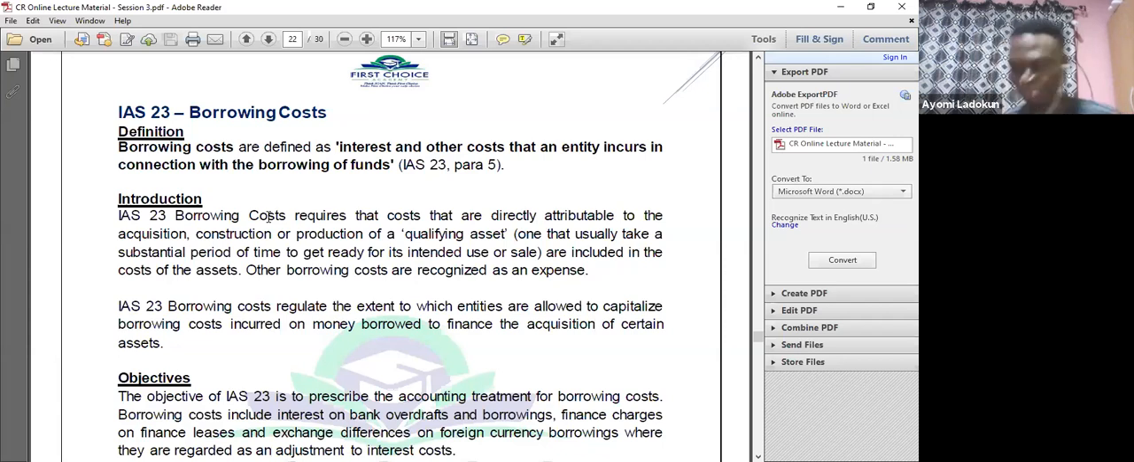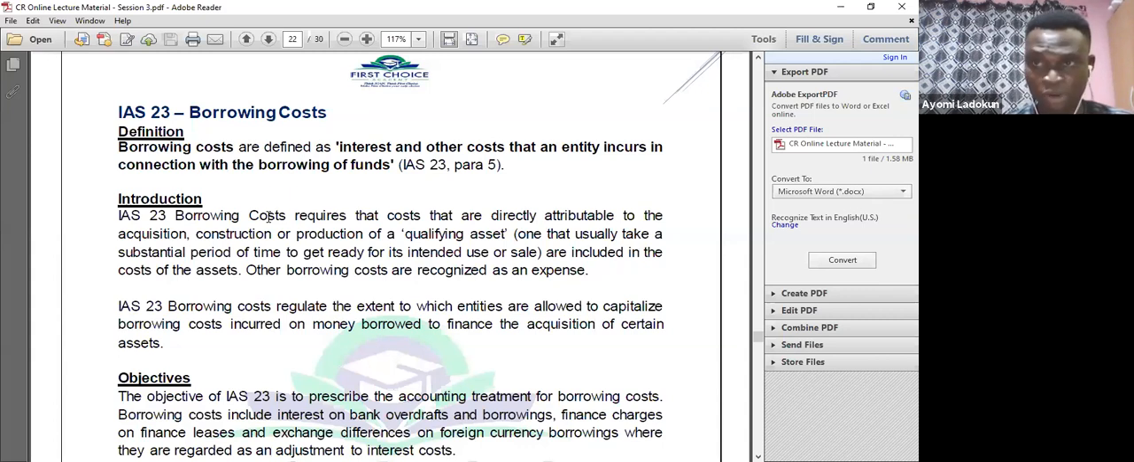All right. Now, borrowing costs. Now, listen. You have to listen. As a chartered accountant, you need to understand the standard. It's quite simple, right? It's very simple. So what do you mean by borrowing cost?